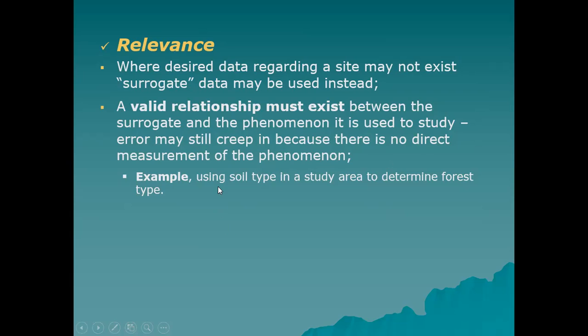For example, you're using soil type in a study area to determine forest type. There is relevance in that example because we know that one of the things that should determine the type of forest is the type of soil that you have. So you can make an inference here.